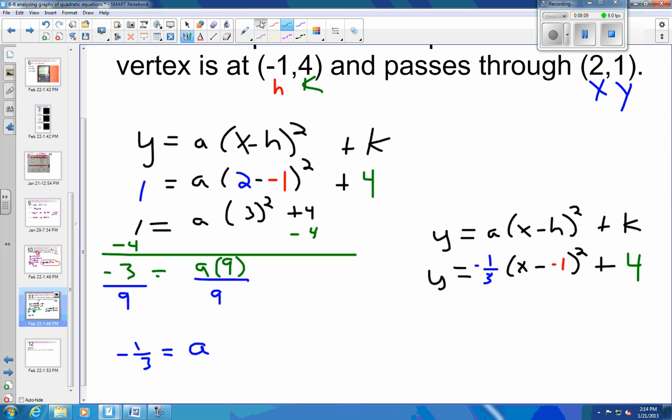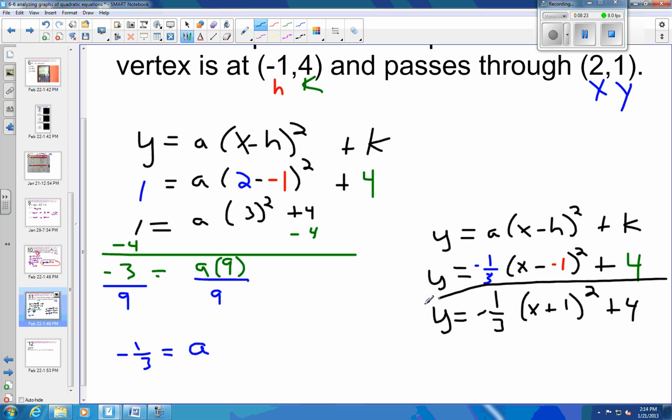And then I just need to do one final cleanup here. So y equals negative 1/3 times (x plus 1) squared plus 4. And here is your final answer.